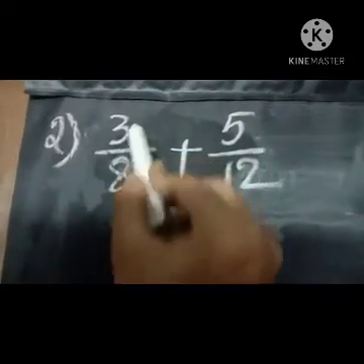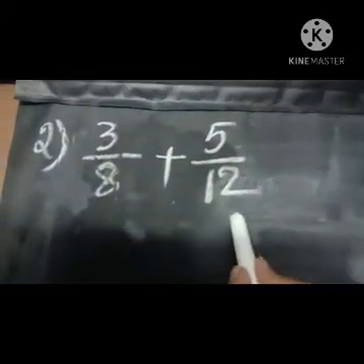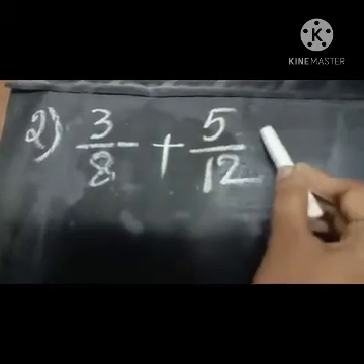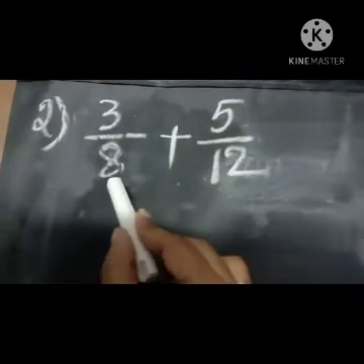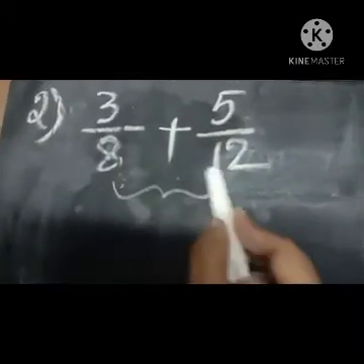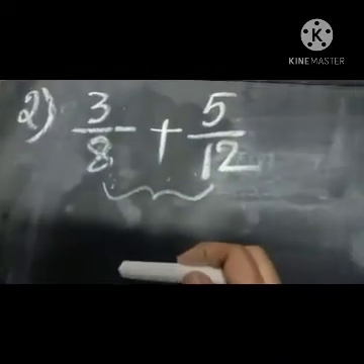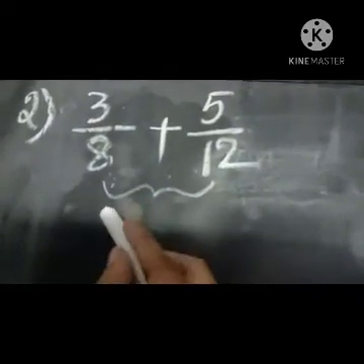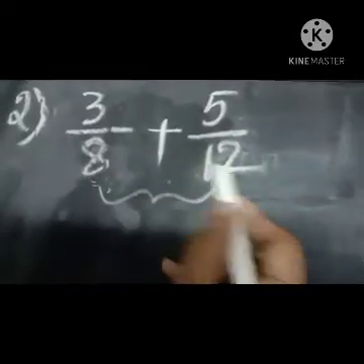Second sum, 3 by 8 plus 5 by 12. What are the denominator numbers here? The denominator numbers are different. So what do we have to do here, children? Yes, very good. We have to find the LCM of these two numbers.